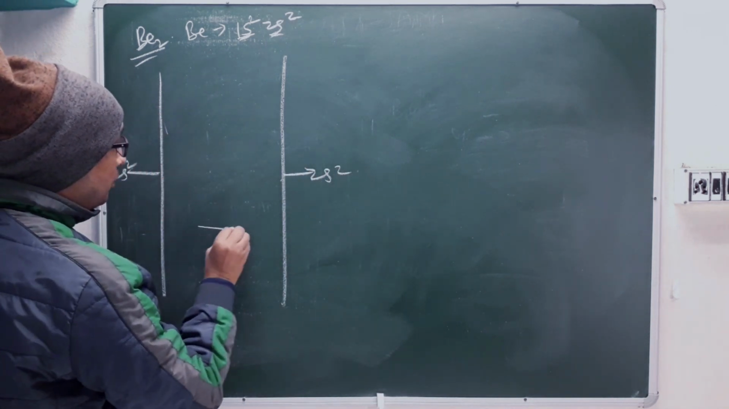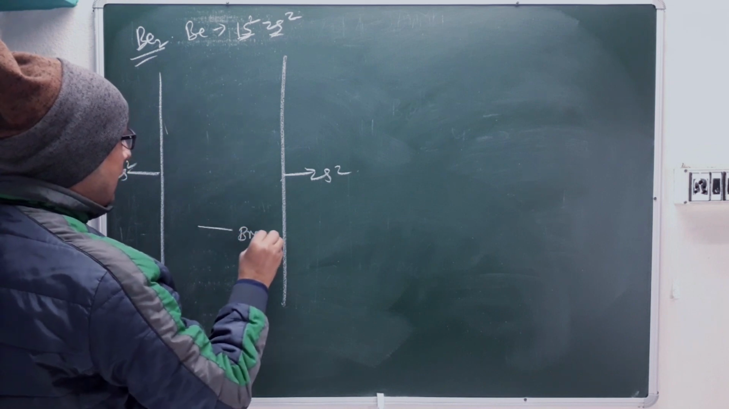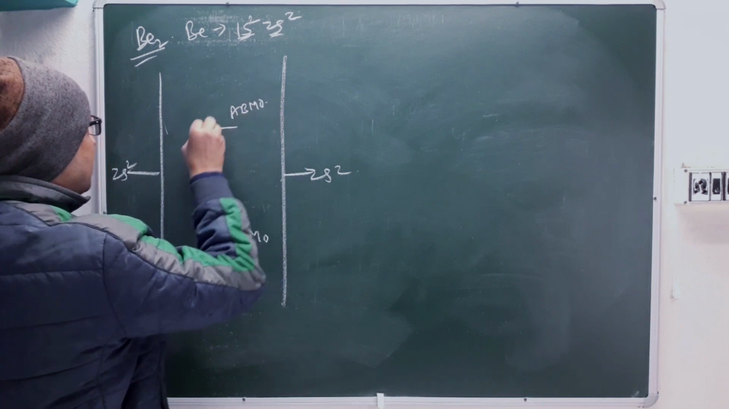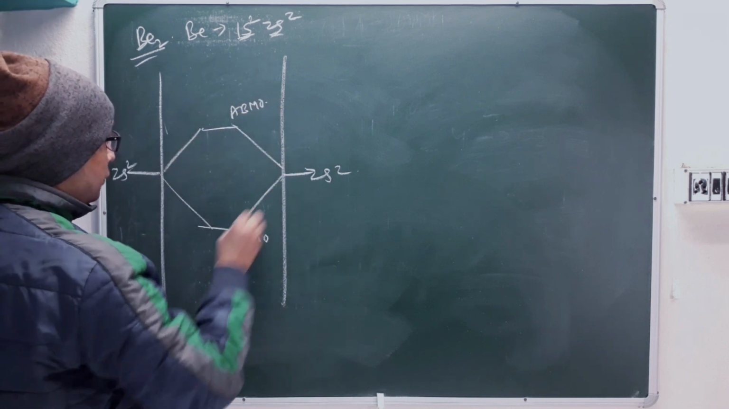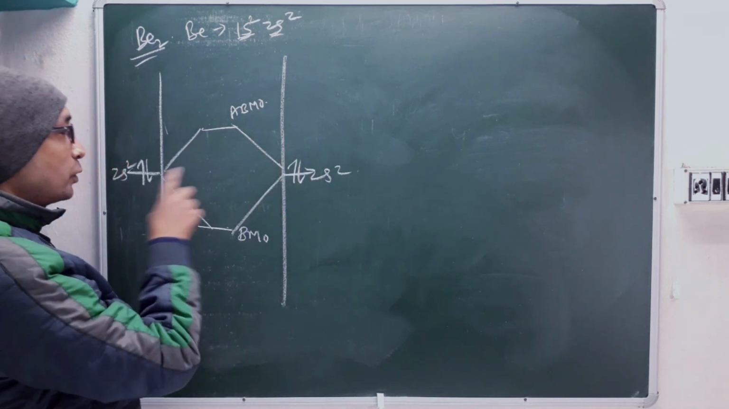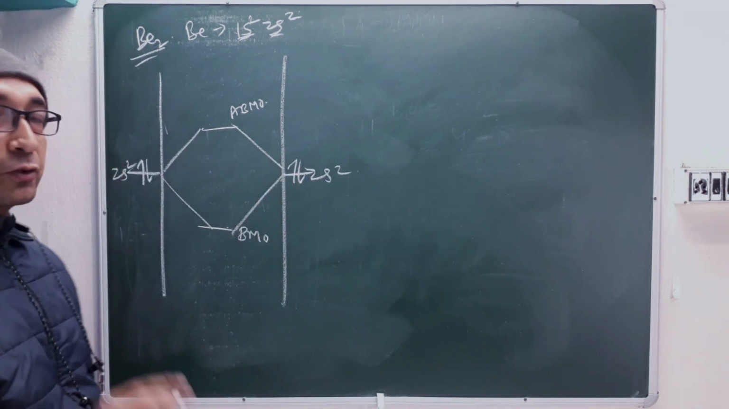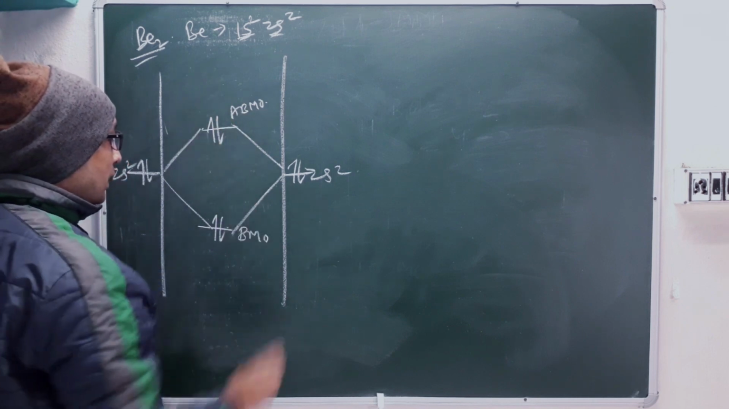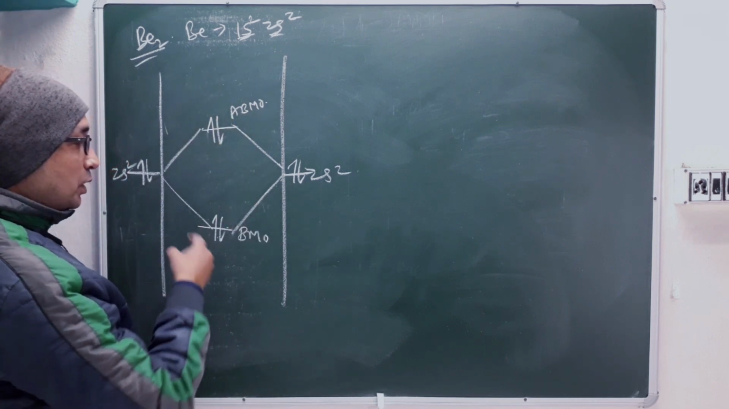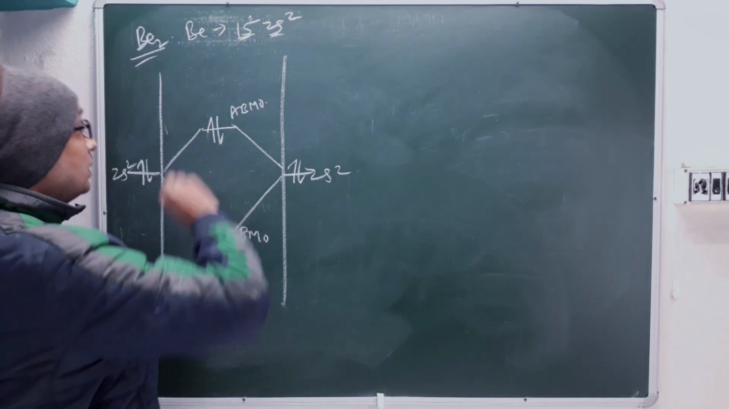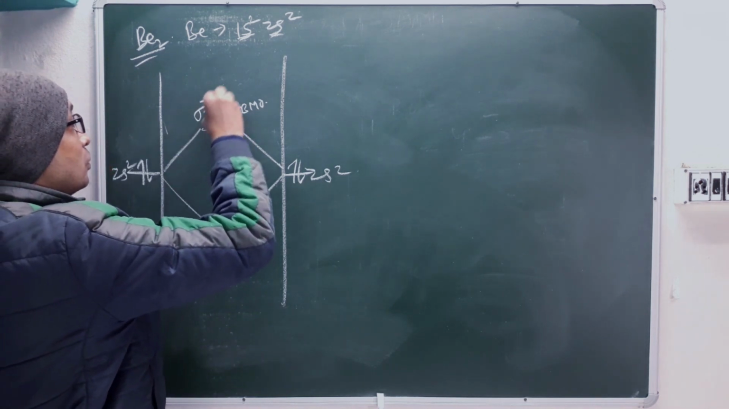Now see, this is the bonding molecular orbital, and this one is the anti-bonding molecular orbital. Correct? So how many electrons do we have? 2 plus 2, 4 electrons I am having. So it will be 1, 2, 3, 4. Correct? What is the name of this molecular orbital? It will be sigma 2s2. This will be sigma star 2s2.